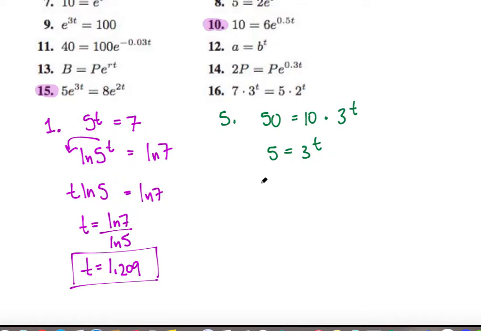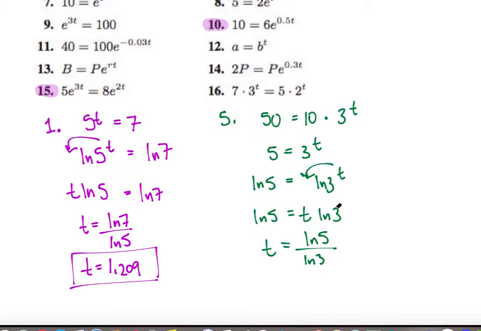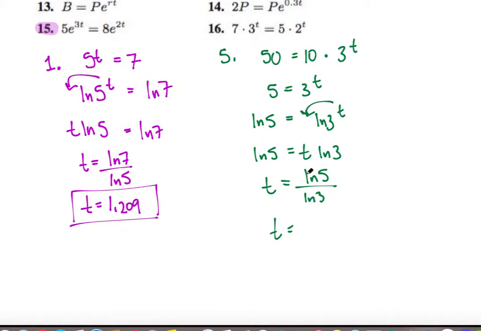Now again, I'll take the natural log of both sides. So ln of 5 equals ln of 3 raised to the t, and I'll bring that t down. So now I'll have ln of 5 equals t ln 3. Solving for t and moving it to the left side, we have ln of 5 divided by ln of 3. So we take this, plug it into our calculator, and we get t is equal to 1.465.